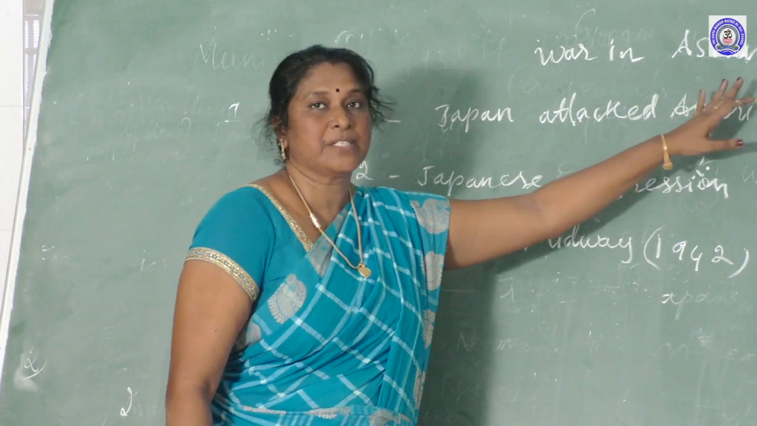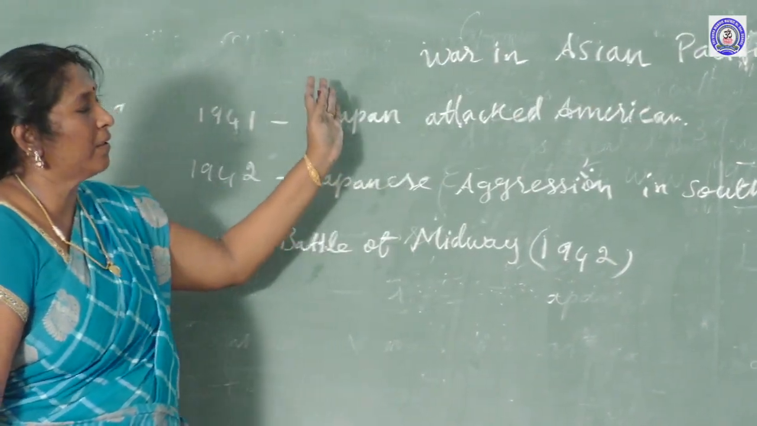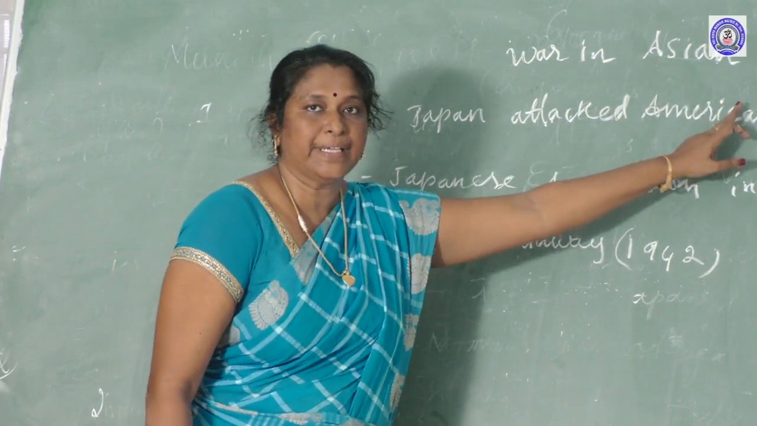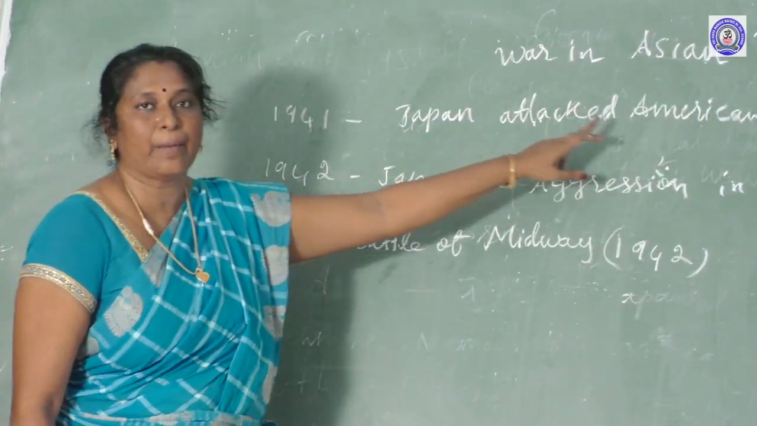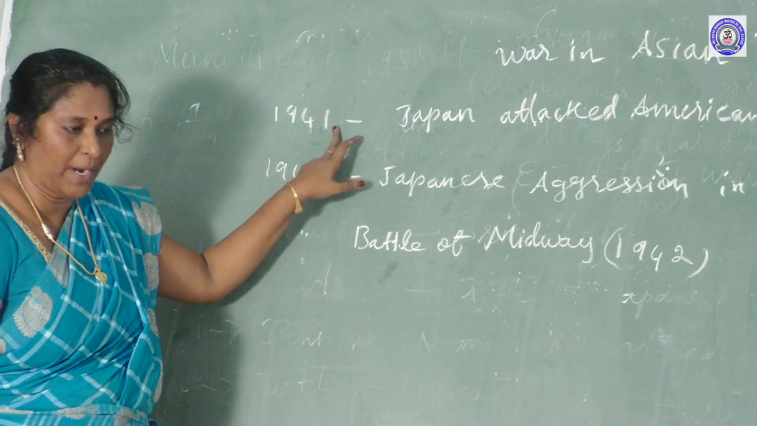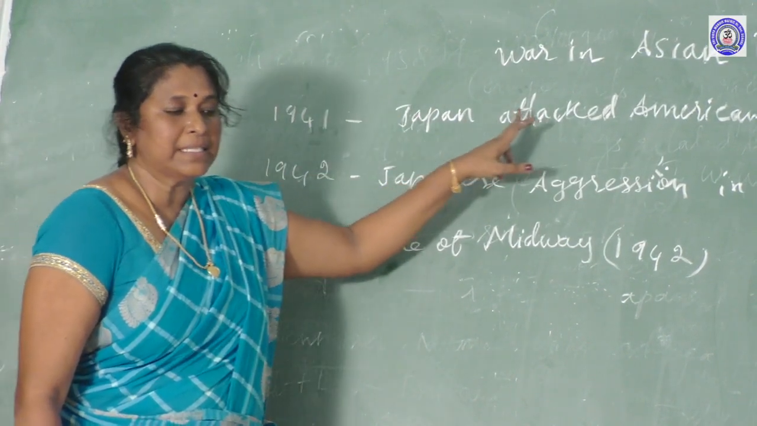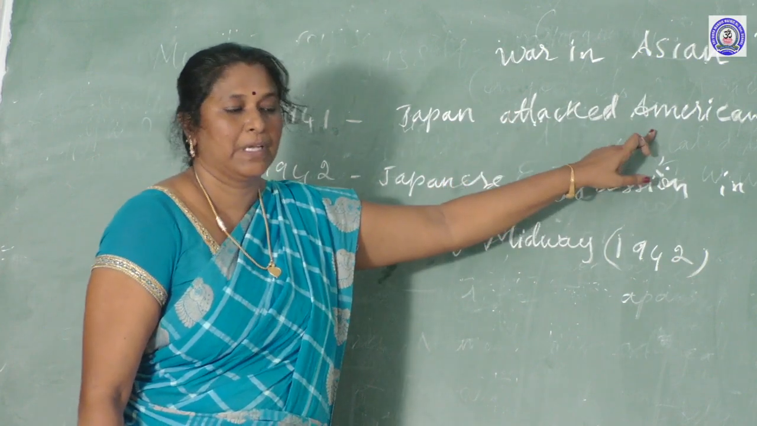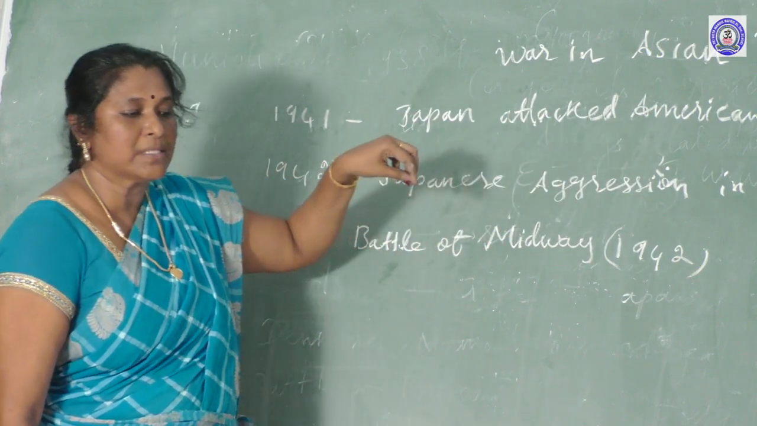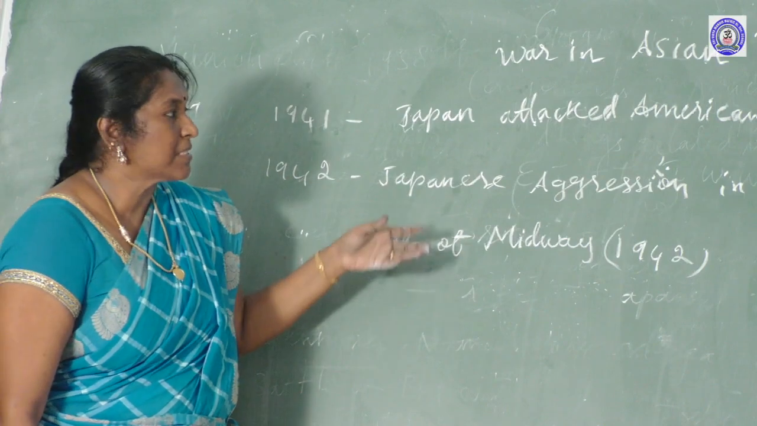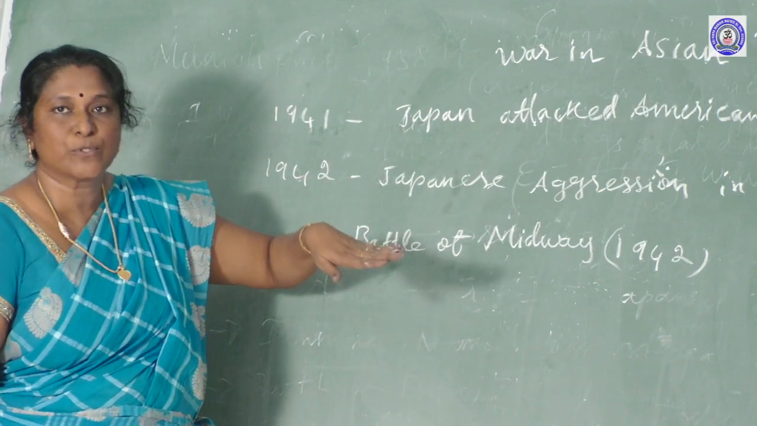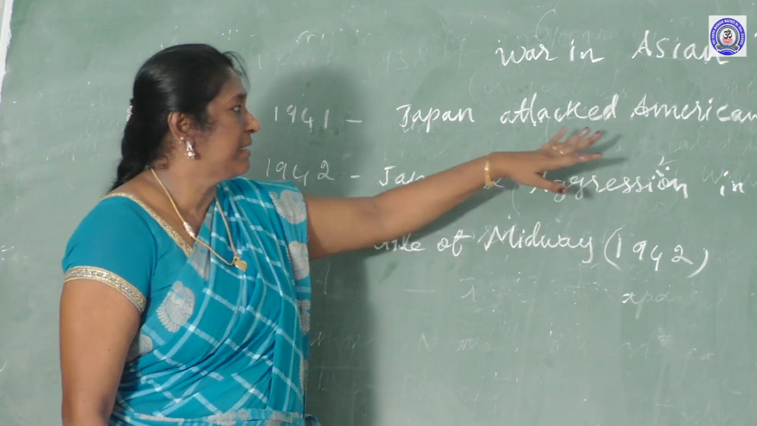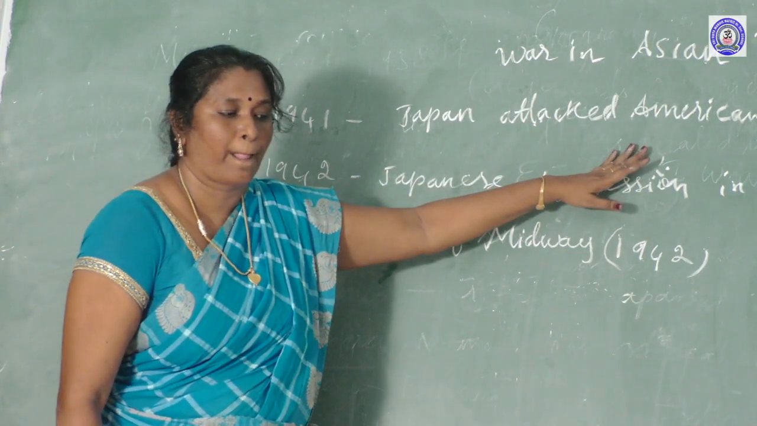War in the Asia Pacific region. Just as we saw how the Europe side fought the Second World War, the same here in the Asia Pacific region. First, Japan attacked America in 1941. Without warning, Japan attacked the naval base at Pearl Harbor. The idea of Japan was to cripple America's Pacific fleet to stop opposition on the Southeast Asia side. That is the reason Japan attacked America.